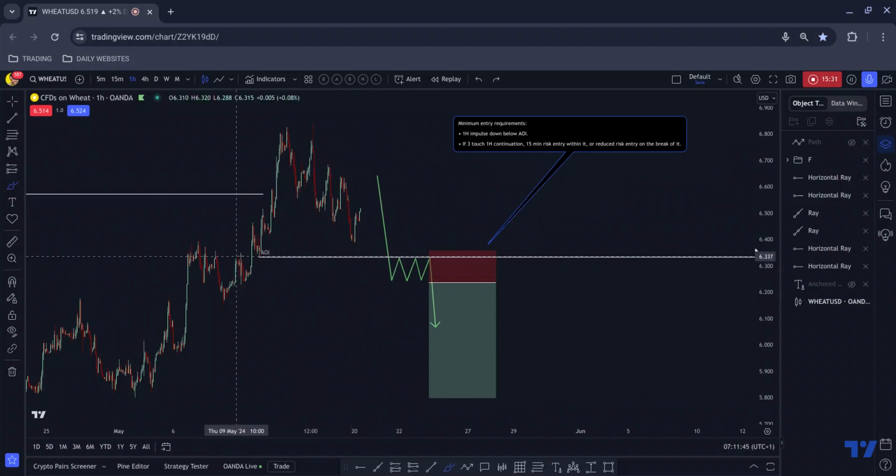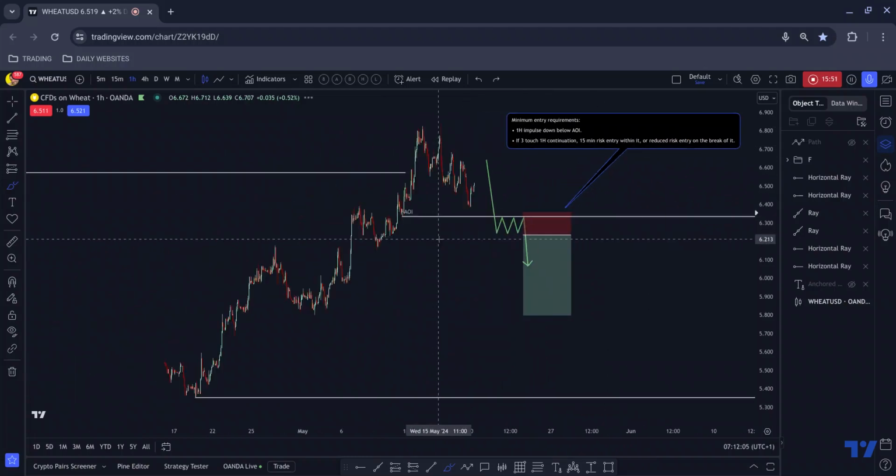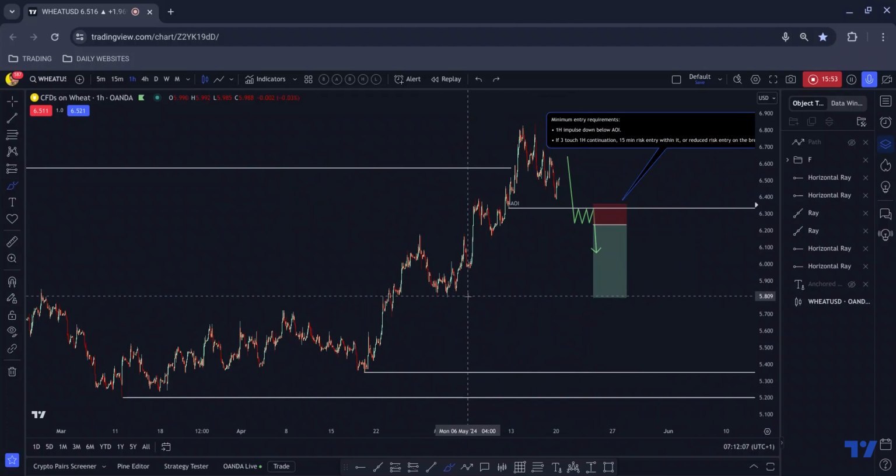So what I'll be looking for is a break below here, a 1 hour impulse down below this area of interest, a 3-touch 1 hour flag. Obviously, this may not be ready by the end of the day, especially given the opening hours of wheat, which are a little bit different. A 3-touch 1 hour continuation, and then I would look for a 15-minute risk entry within it, or a reduced risk entry on the break, and then I'll be able to manage it down to this area.